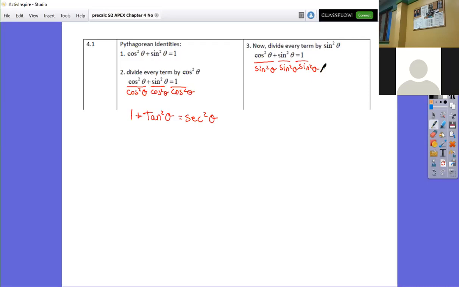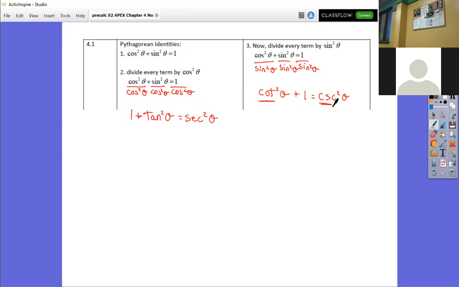So what's cosine over sine? Cotangent squared theta. I know it's been a long time. It's been off for like 3 weeks now. Okay, sine squared theta over sine squared theta is 1. And what's 1 over sine squared theta? Cosecant. I also remember because my cotangent goes with my cosecant. So there's a couple of ways to remember these Pythagorean identities.